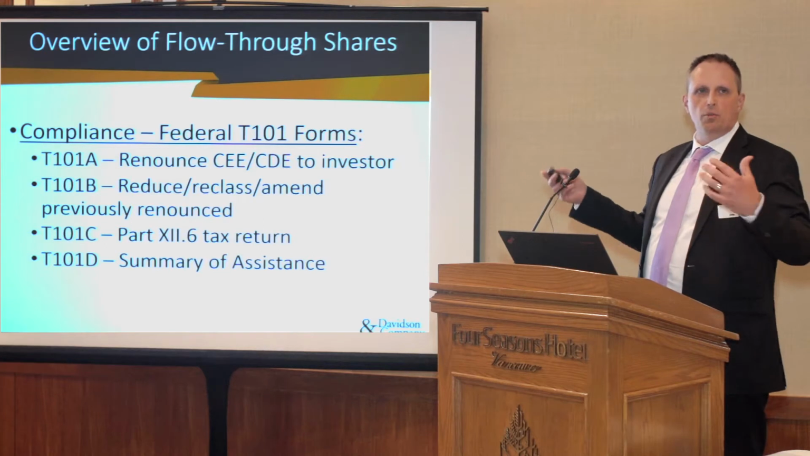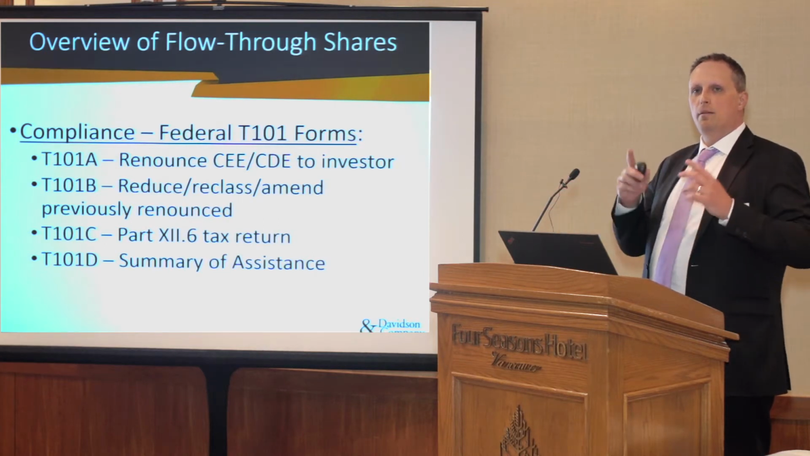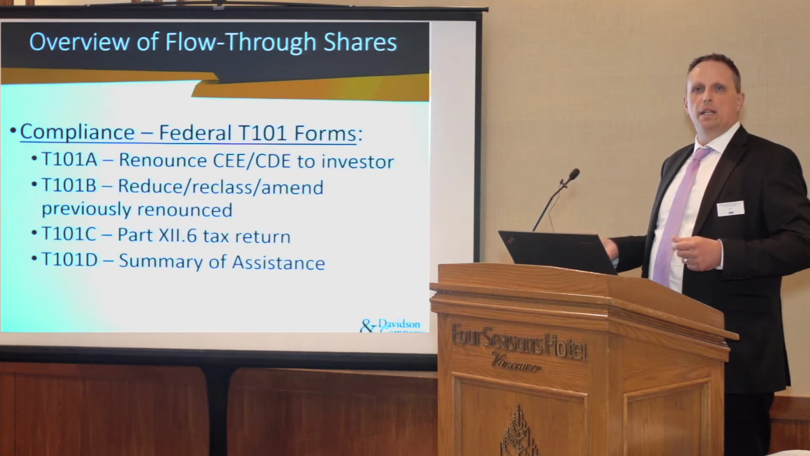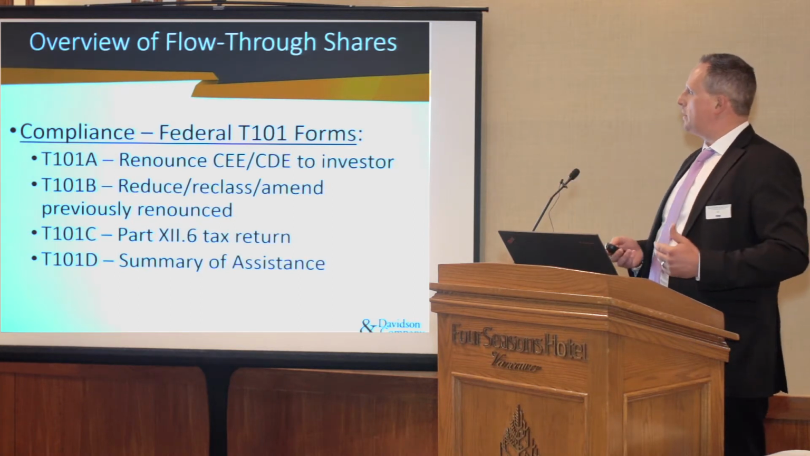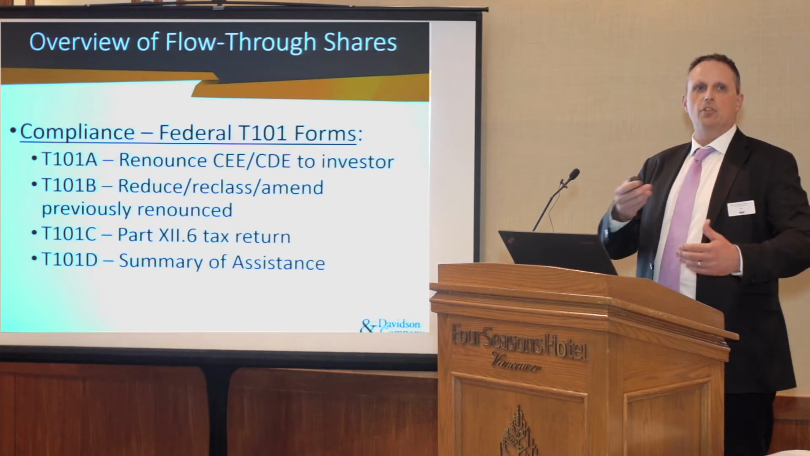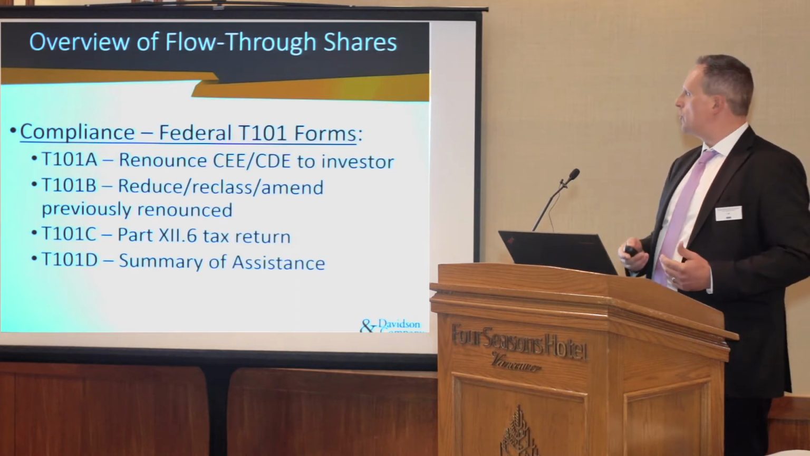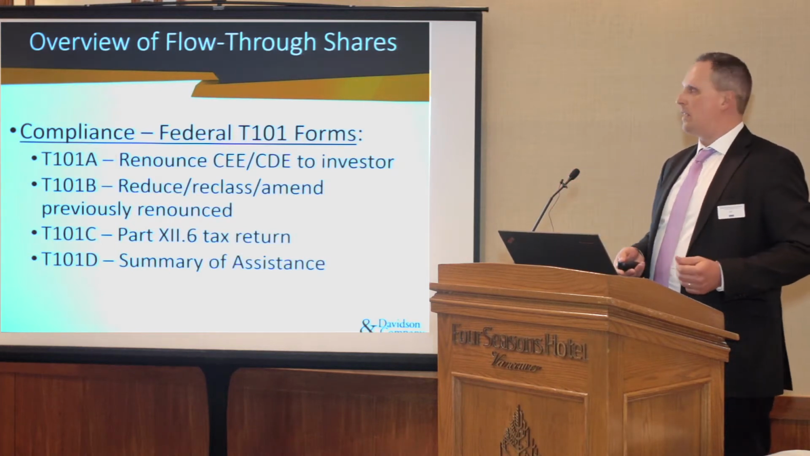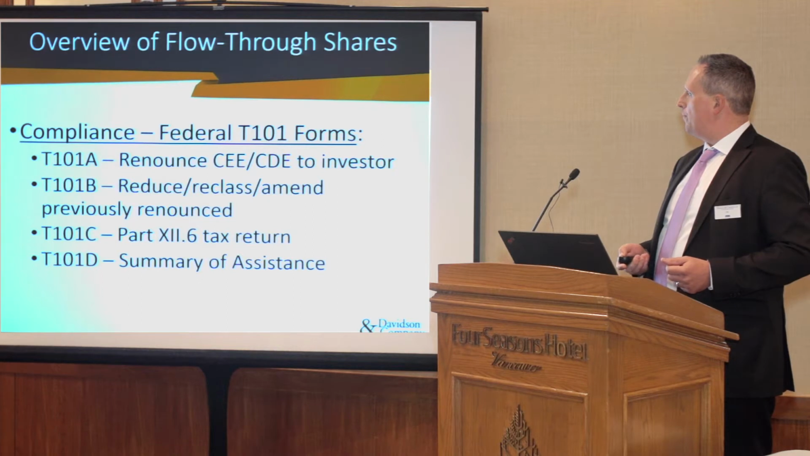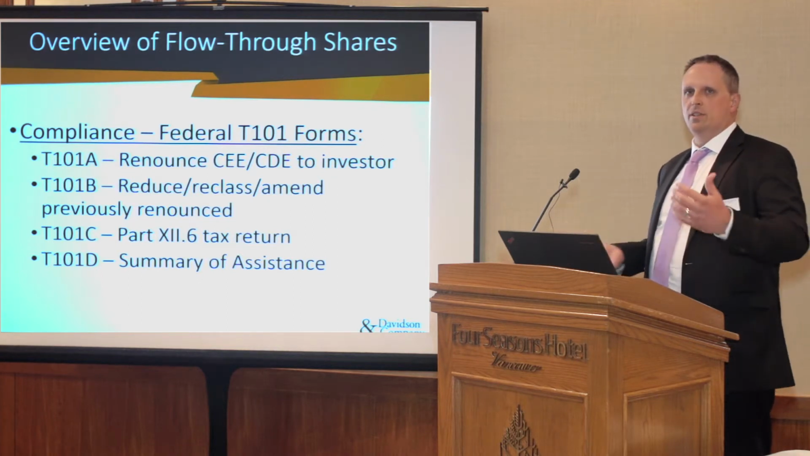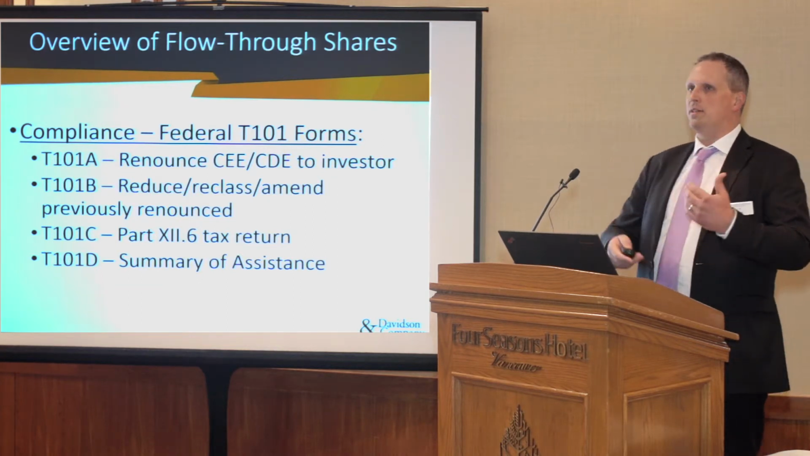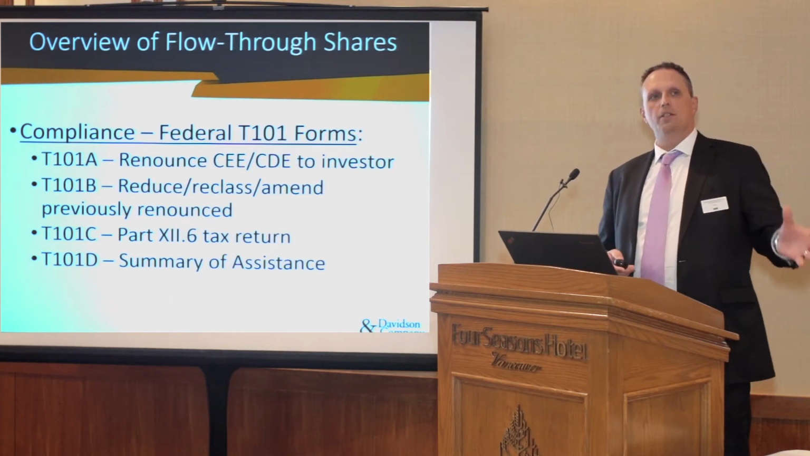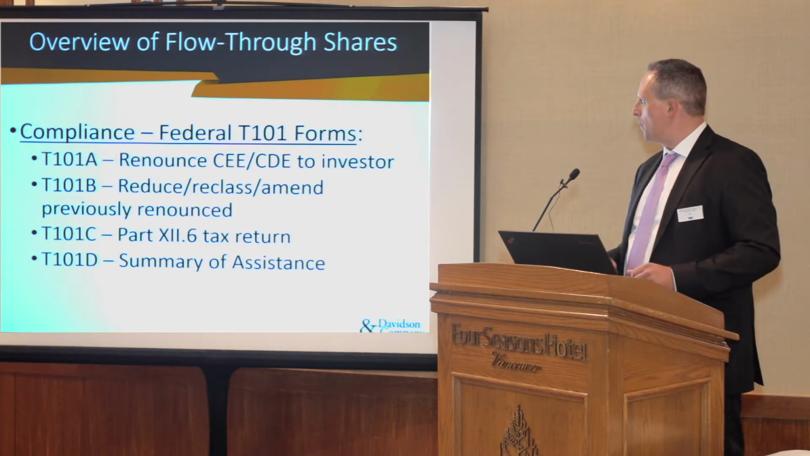If you had to amend or reduce the amount of flow-through amount, you'd file a T101B, just so that it reduces the penalty that would happen if you had a shortfall on what your spending obligation was. The T101C is just calculating that Part 12.6 tax that I had mentioned. And then the T101D is not as common, but it basically summarizes if you received assistance, so government assistance in some way reduces how much it really costs you to spend that flow-through.